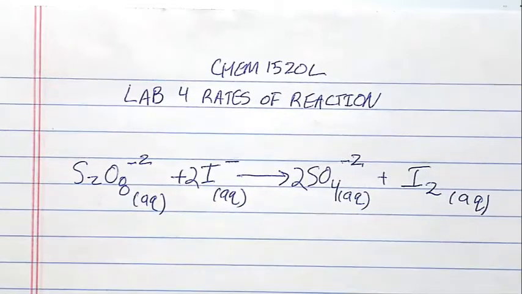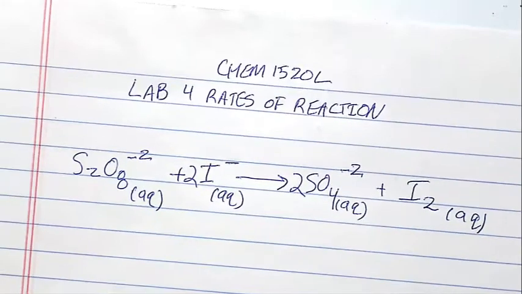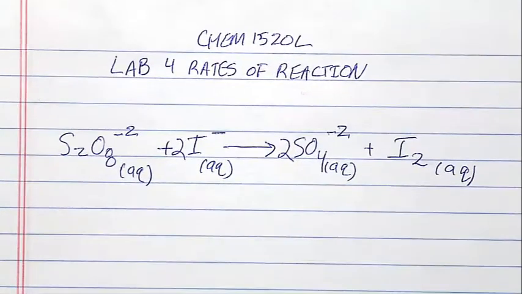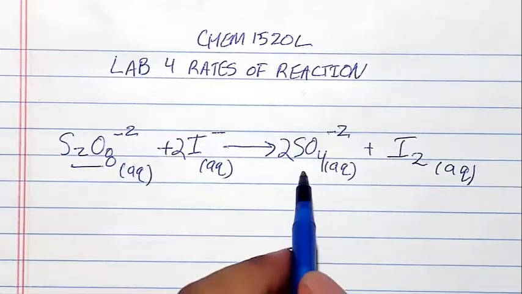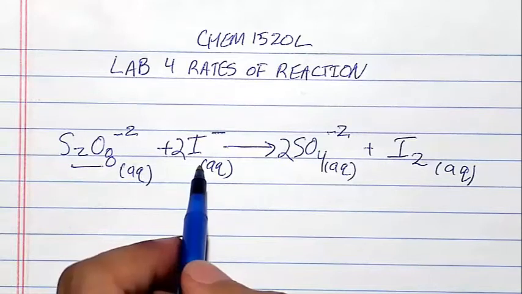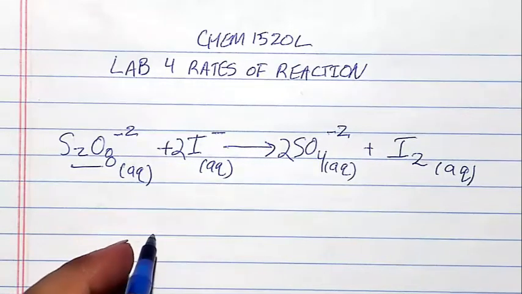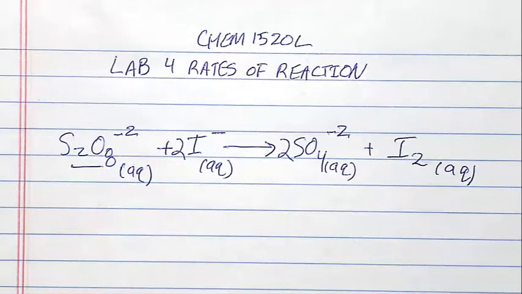So the rate of this reaction, or how fast this reaction proceeds, depends upon two things. It depends upon the concentration of your persulfate ion. If you have more persulfate ion, you'll get more sulfate. It also depends on the concentration of the iodide ion. If you have more iodide, you would get more product, iodine, diatomic iodine. So concentration is one determinant on how fast this reaction proceeds.